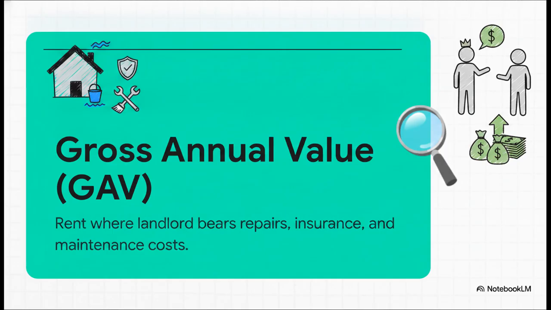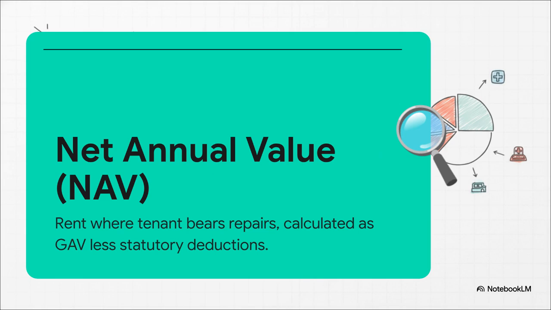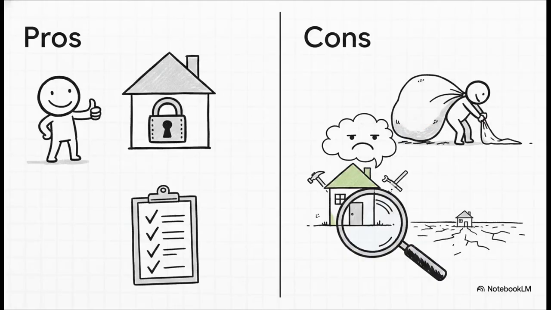Basically, if the roof springs a leak, the landlord is on the hook to pay for it. But governments want to tax the net income, which brings us to net annual value, or NAV. The absolutely crucial point here is that NAV simply removes the landlord's obligations from that initial gross rental figure. So, by taking the gross annual value and subtracting statutorily determined deductions for those repairs and insurance, we find the true, refined taxable base.